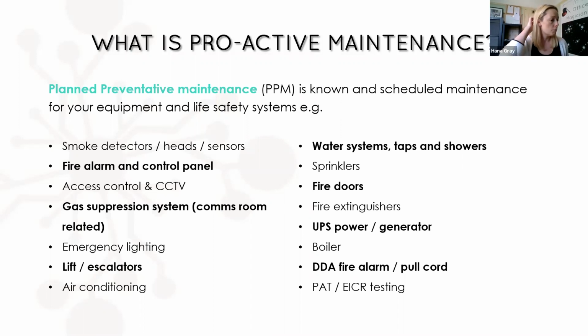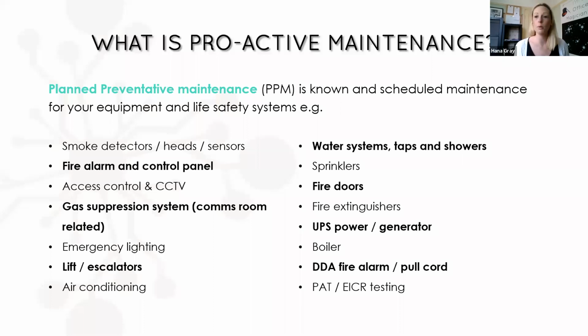UPS, the uninterrupted power supply, or generators, both need to be looked at and tested as well. Boilers, if you've got any boilers in your premises or that are in your demise. Disabled fire alarm pull cord in the toilets, that's a little triangular thing, or you might have it in a shower room. That should be tested, ideally weekly as well, particularly if you have got disabled visitors or staff.